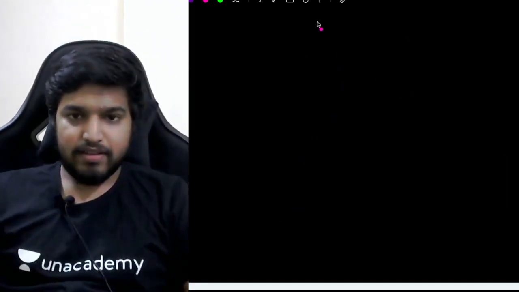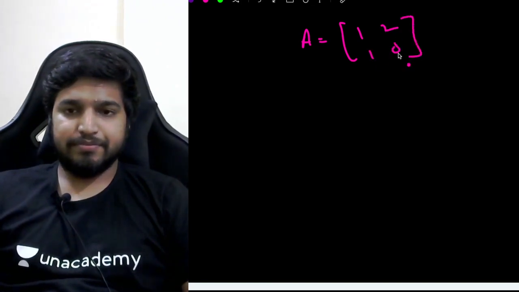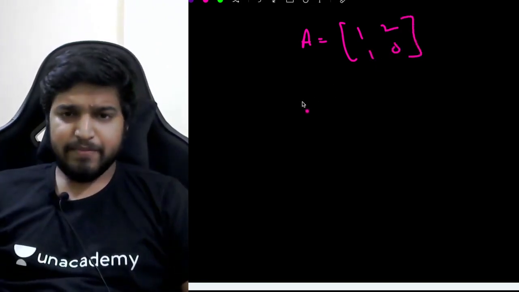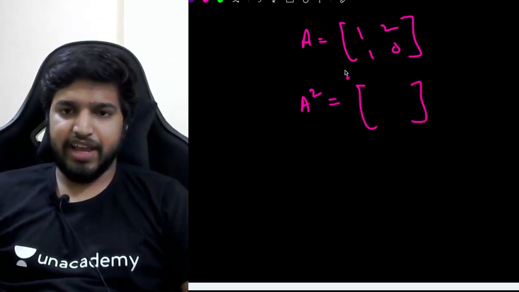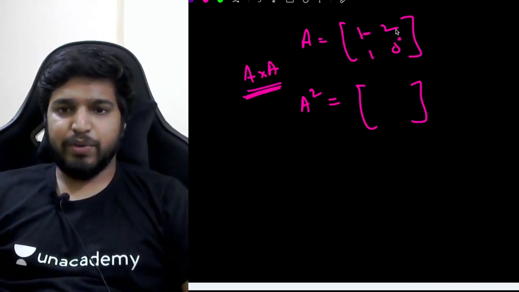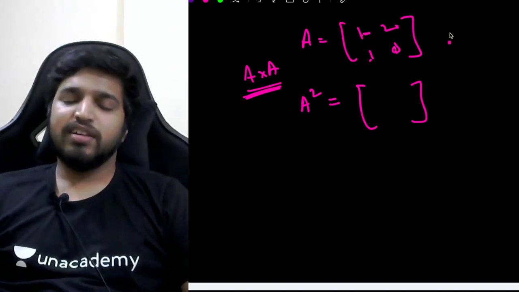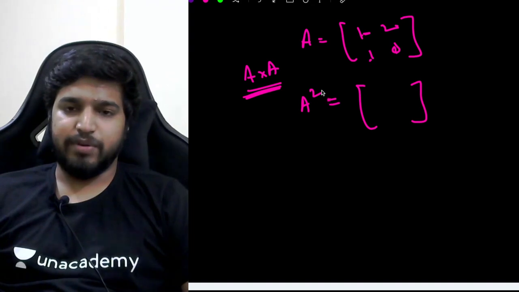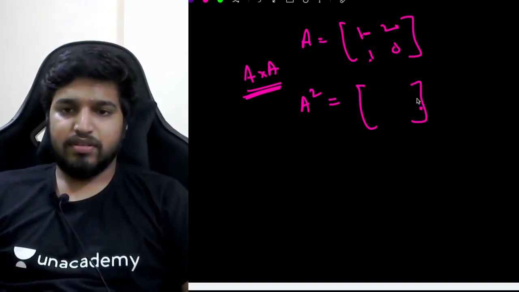Now, if A equals 1 2 1 0, A square equals A into A, we can do the matrix multiplication. We know how to do that. 1 into 1 plus 2 into 1, and 1 into 2 plus 2 into 0, and so on. That's pretty simple, straightforward. We know how to multiply matrices. Okay. Got it.